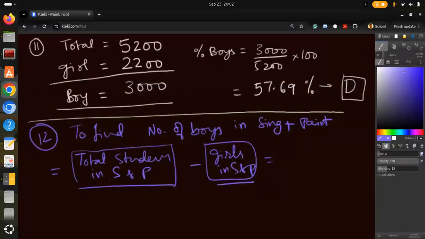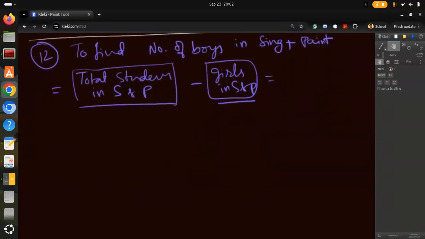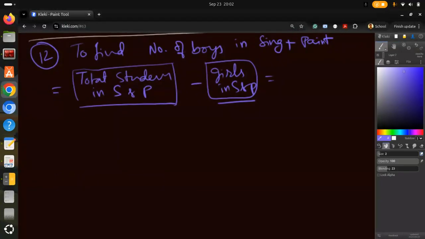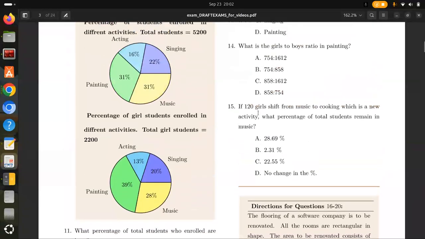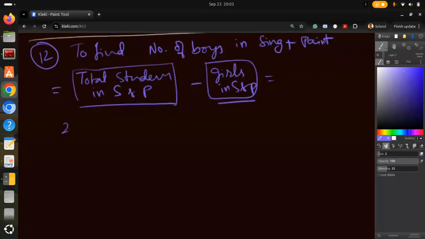So what is total students in singing and painting? If you see, singing is 22%, painting is 31%. So 22 plus 31. I need not calculate individually, I can calculate total. So 22 plus 31 is 53% of 5200. This is the first one.